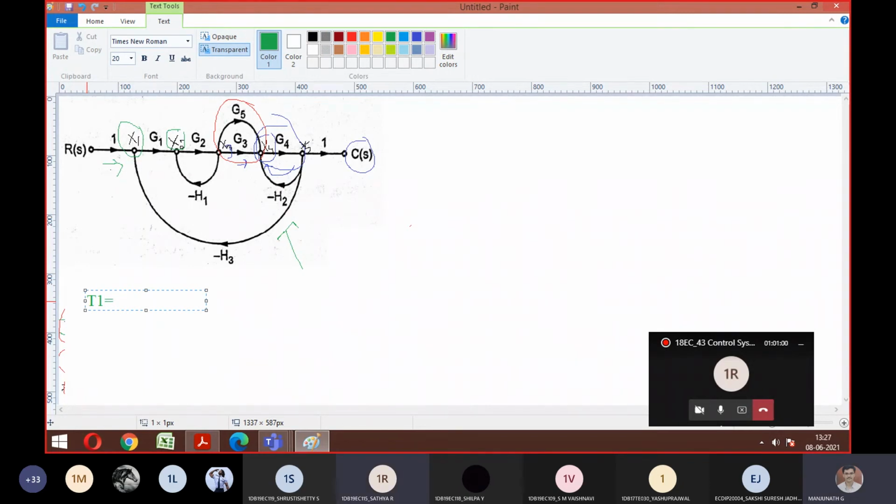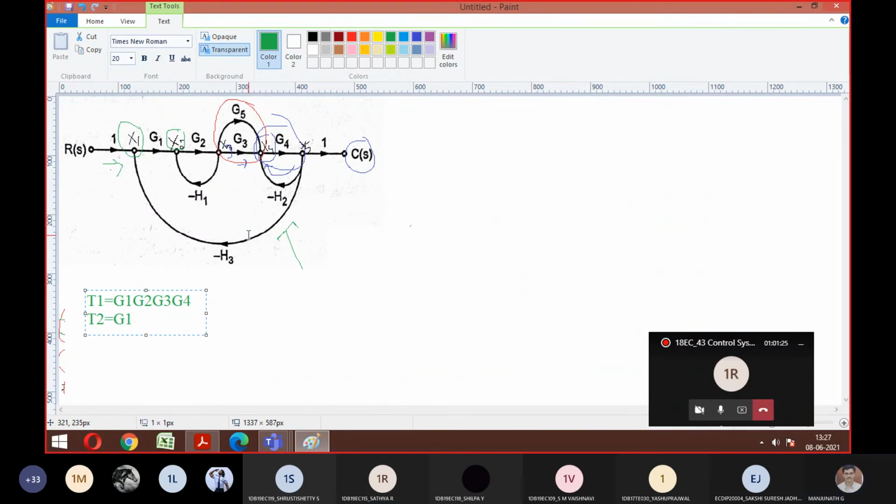So you have two forward paths. Which are those? The first one is straight away, G1, G2, G3, G4. What is the second, guys? G1, G2, G5, G4. Path G1, G2, G5, G4. Correct? So these are the two possibilities we have.